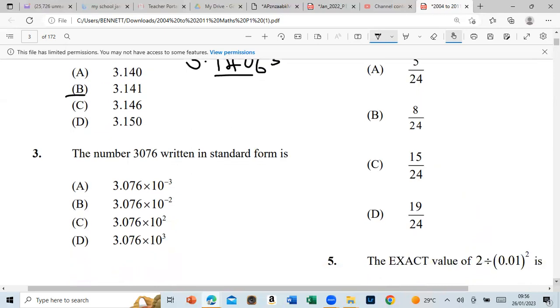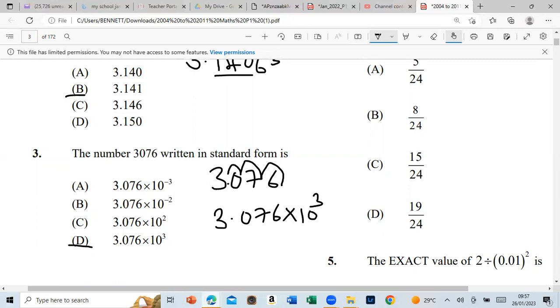Number 3 says the number 3076 written in standard form is. So let us rewrite the number. The decimal point is right here. So we're going to carry it right here because standard form can only have a single digit number before the decimal: 1 point something, 2 point something, 3 point something, up to 9 point something. So we'll go 1, 2, 3. So it's 3.076 times 10 to the third power, the number of places that we move.